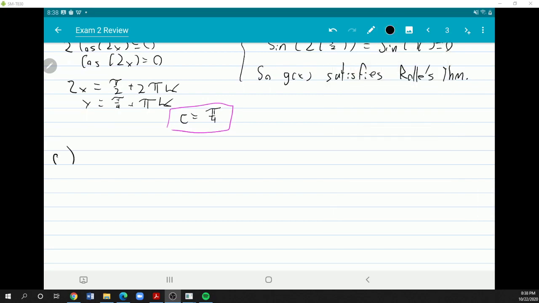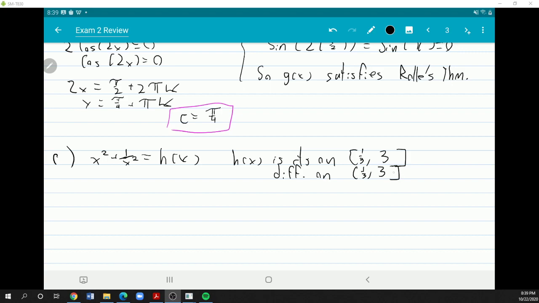Finally, part C. We have x squared plus 1 over x squared. So this at first might seem scary because that 1 over x squared, that's not differentiable everywhere. And actually isn't even defined everywhere. But as long as x is bigger than 0, then we're fine. So we say h of x is continuous on the closed interval 1/3 to 3, differentiable on the open interval 1/3 to 3. Oops.